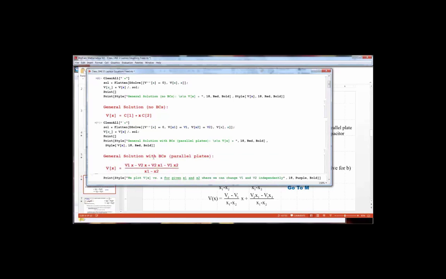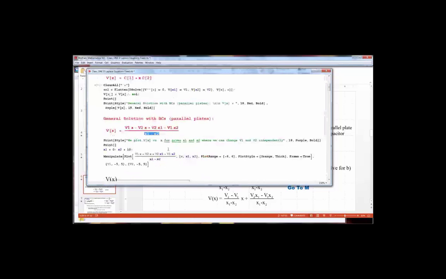Here's our general solution with boundary conditions for the parallel plate system. It might not look exactly like what we have, but if you factor out the x so that you have V1 minus V2 divided by this times x, that will be your m. Then b would be a plus this quantity here divided by x1 minus x2. So indeed we get the same solution.